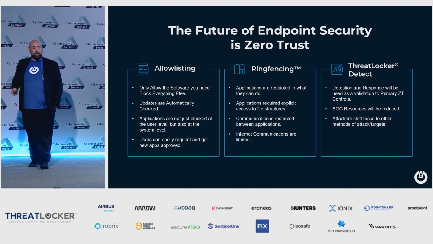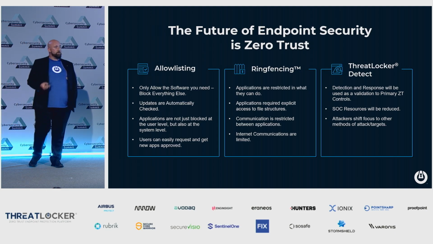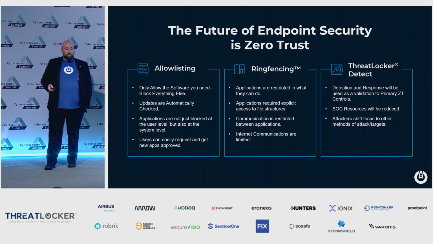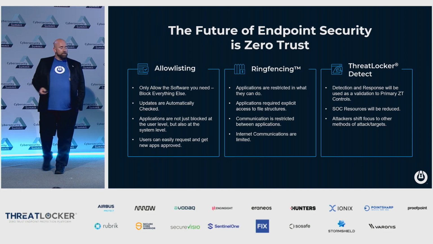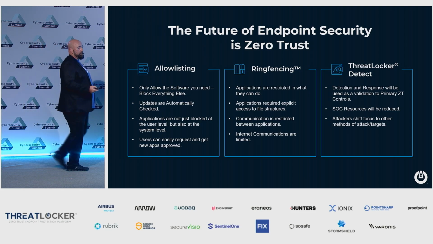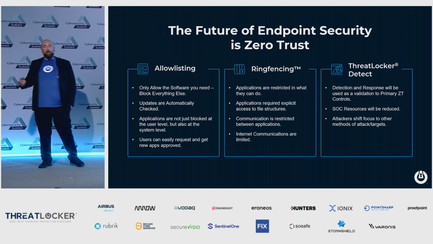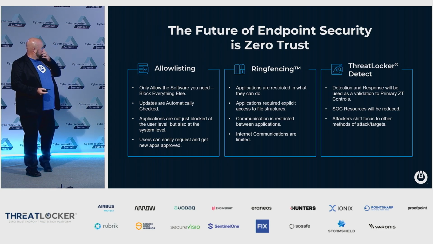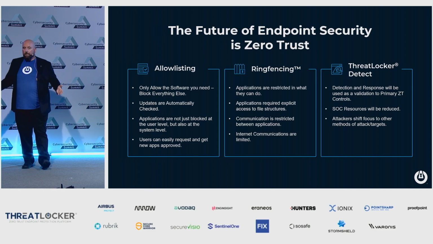Ring fencing is what protects you against misuse of those legitimate tools, those Windows components that can be weaponized. So applications are restricted in what they can do. Applications require explicit access to file structures. So again, not every application needs access to every piece of data on your machine. Communication is restricted between applications.